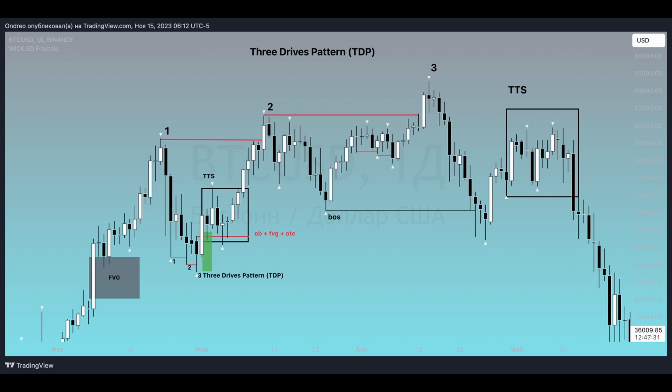I'm showing all the examples on one time frame and one range just to show you how often these patterns form on the chart before a reversal, and it doesn't matter if it's Bitcoin or any currency pair. What I show here will work in any market at any time.